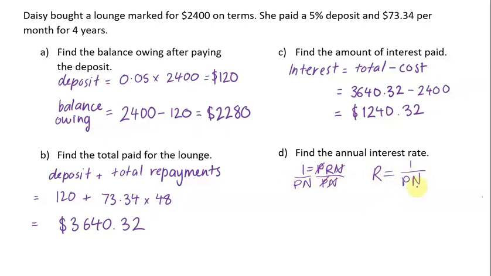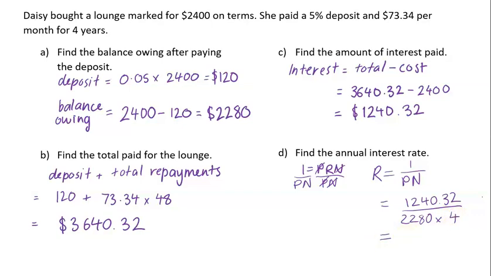If we substitute in our values, we know all of these values. It's easy for us to do. The amount of interest charged, we calculated here, $1,240.32. The principal amount of the loan. So this is where we have to be careful. It's not the value of the couch. It's the principal amount of the loan, which is the balance that was owing after the deposit, everything left over after the deposit, which Daisy took out a loan for. So that was our $2,280. Times the number of investment years, that was 4.